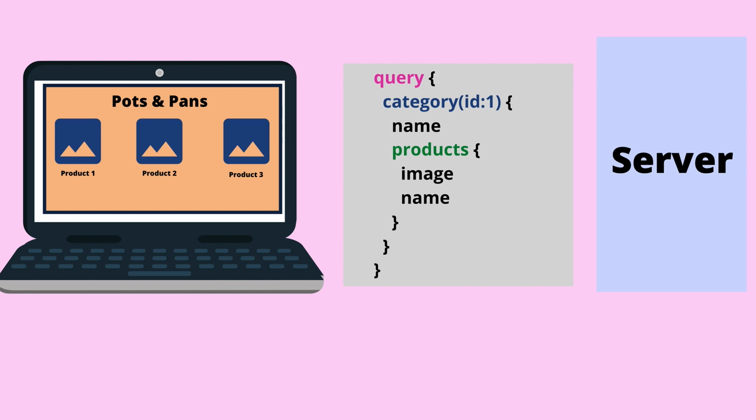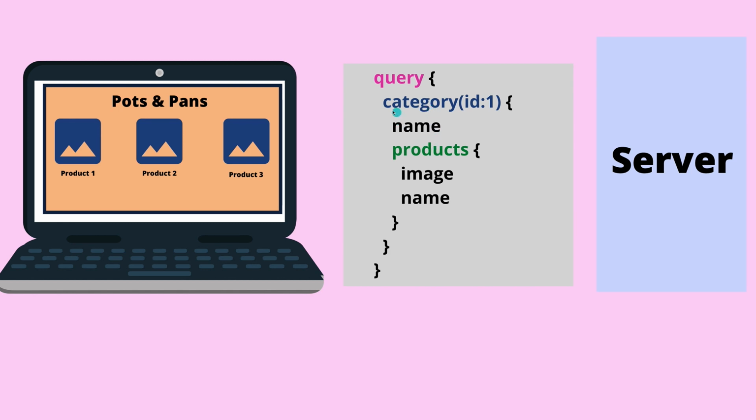So what we could do is something like this. We can say, hey, I want to query data. What do I want to query? Well, I want to query a category with the ID of 1. I want to get the name of the category, and I also want to get all of the products inside of that particular category. So you can see here that this products field lives inside of this category. Again, if this doesn't make much sense to you, it's okay, we're going to learn through it.